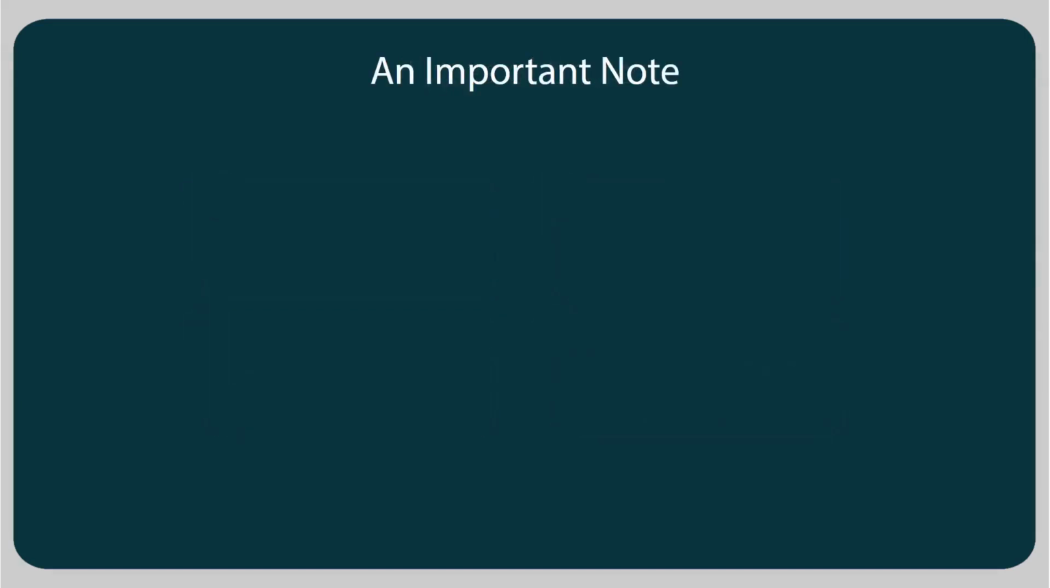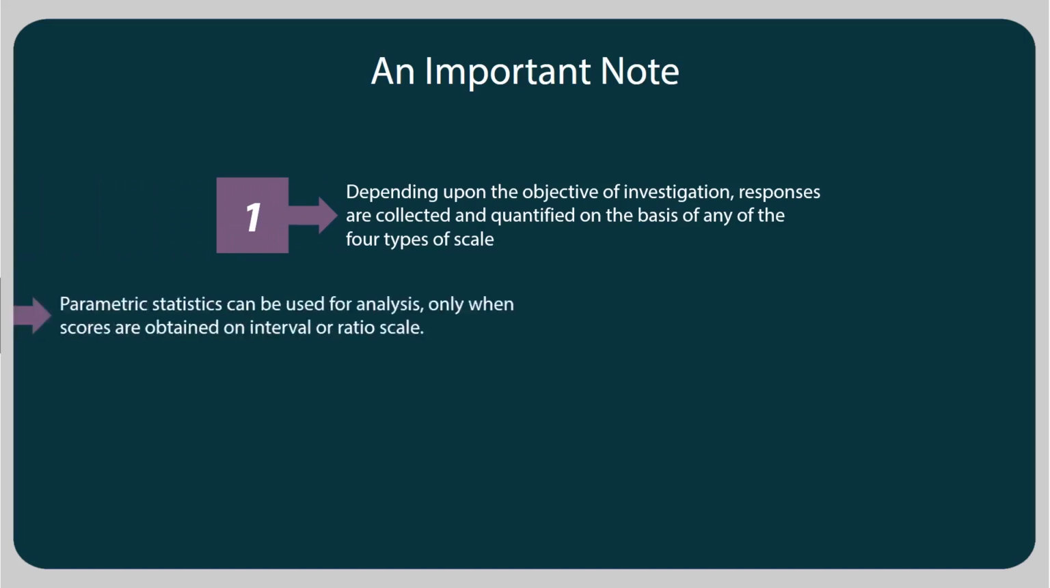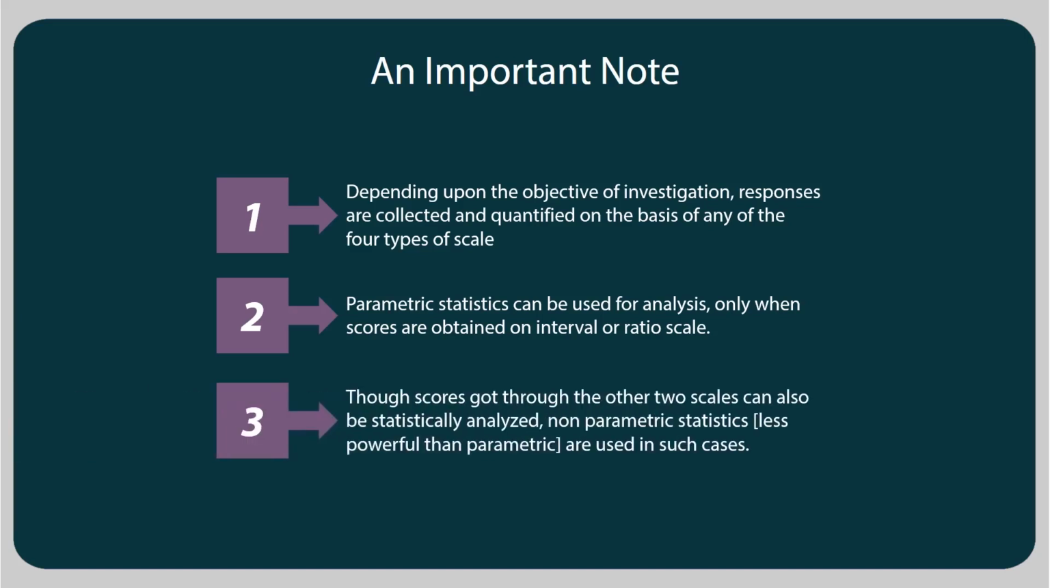An important note: depending upon the objective of the investigation, responses are collected and quantified on the basis of any of the 4 types of scales mentioned in the previous slide. Parametric statistics can be used for analysis only when scores are obtained on interval and ratio scale. Scores obtained through the other 2 scales, namely nominal and ordinal, can also be statistically analyzed. Non-parametric statistics are recommended for analysis. Mind you, non-parametric statistics are less powerful than the parametric ones.